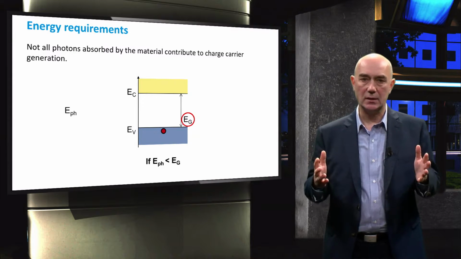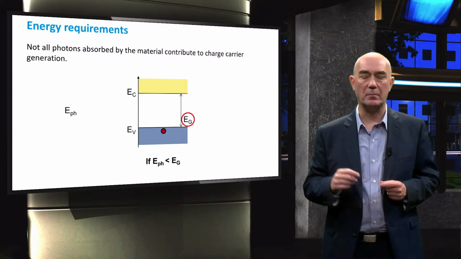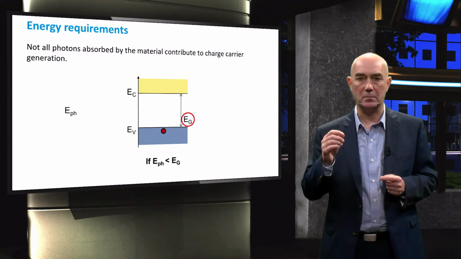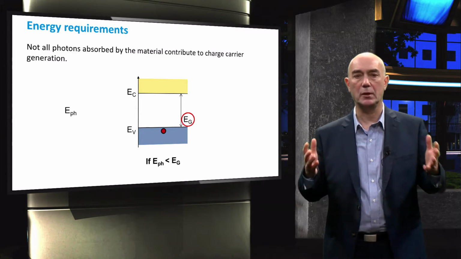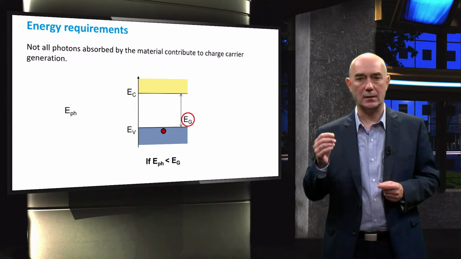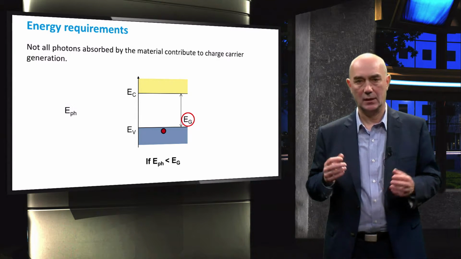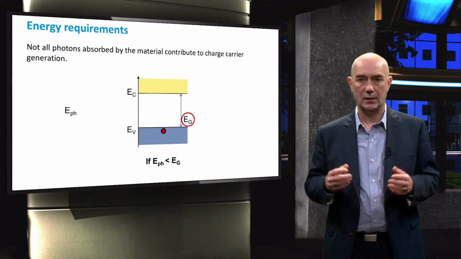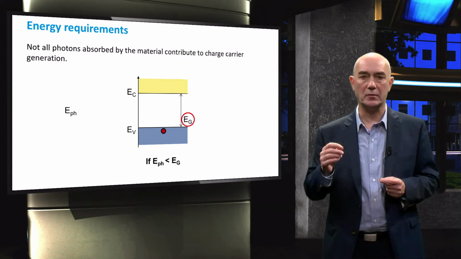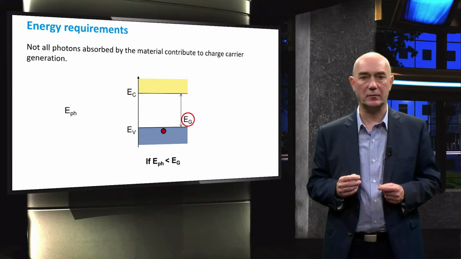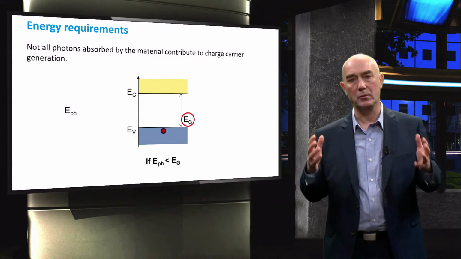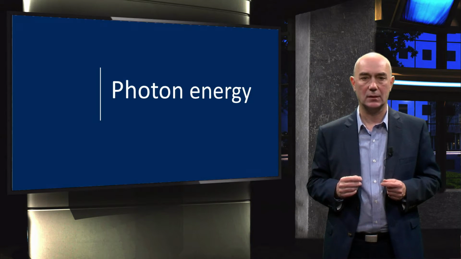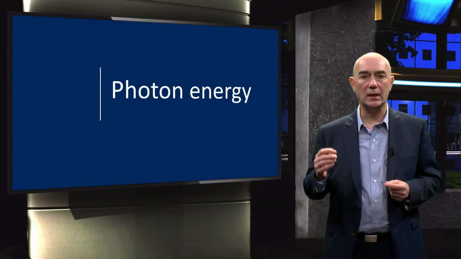You may notice that the photon used in this example is red, whereas the photon that was absorbed in the previous examples was blue. This is intentional. Red photons have less energy than blue photons. In this example, the red photon's energy is less than that of the bandgap, whereas the blue photon has energy larger than the bandgap. But how do we know the energy of a photon?